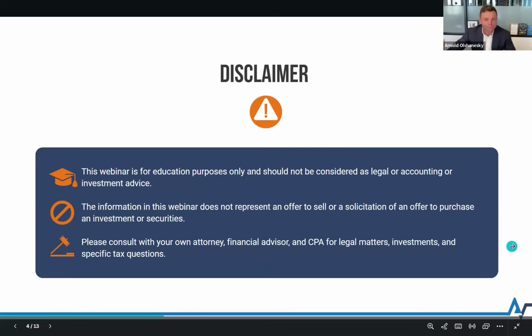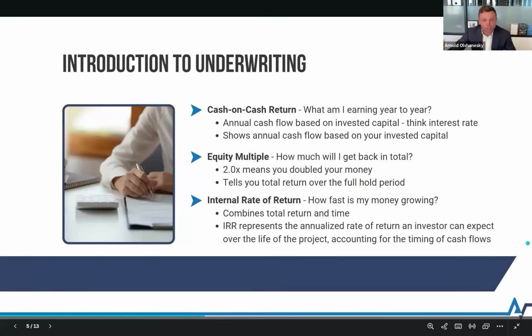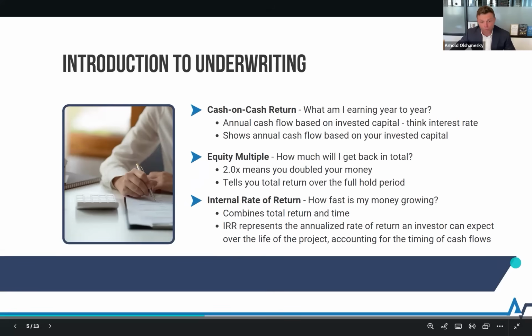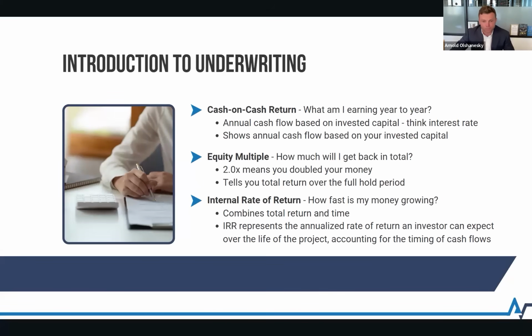So now that we got that disclaimer out of the way, let's jump into underwriting. And in order to understand how to underwrite, we first need to understand the three most important metrics that we use in order to analyze a deal and how lucrative it is. So the first one we're going to discuss is a cash-on-cash return. And essentially, cash-on-cash in its simplest terms is, what am I earning year to year?